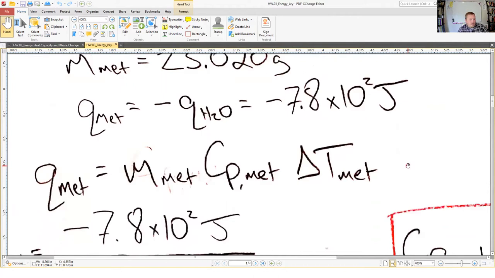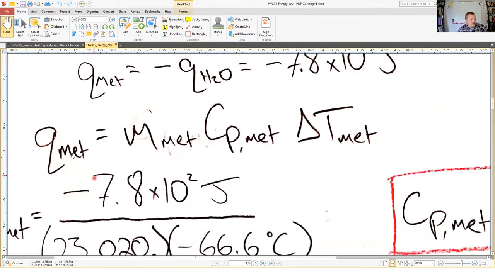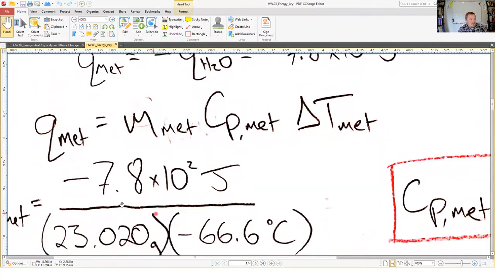And then once you know what Q was, you can solve for the specific heat of the metal, because our delta T is also going to be negative, right? If our metal is cooling down, if it's starting at 90 Celsius and going to 25, delta T is negative for the metal because its temperature is dropping. So if you've got a negative on your Q and a negative for your delta T, those negatives will cancel out and you'll get a positive specific heat.